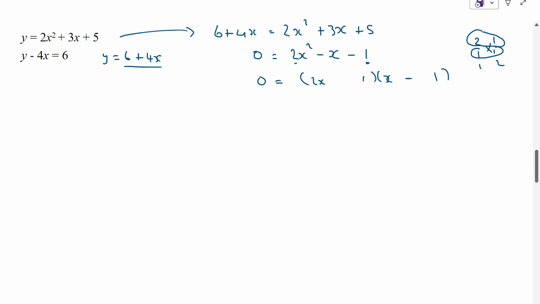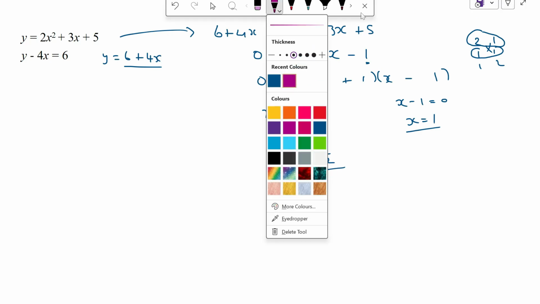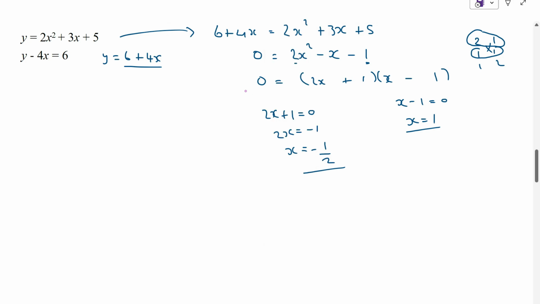So we're going to minus here and plus in this bracket. So 2x plus 1 equals 0. 2x equals minus 1, x equals minus a half. And for this bracket here, x minus 1 equals 0, therefore x equals 1. So we have our two values for x now. That is the majority of the hard work done in these simultaneous equations.